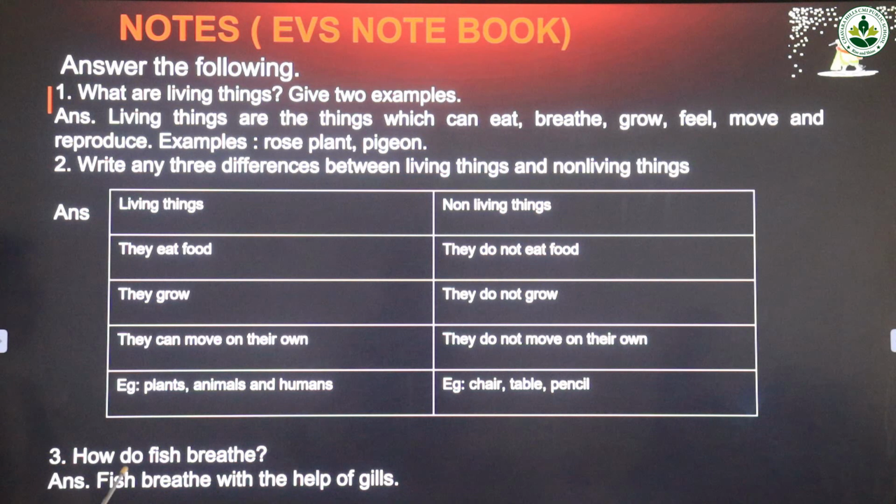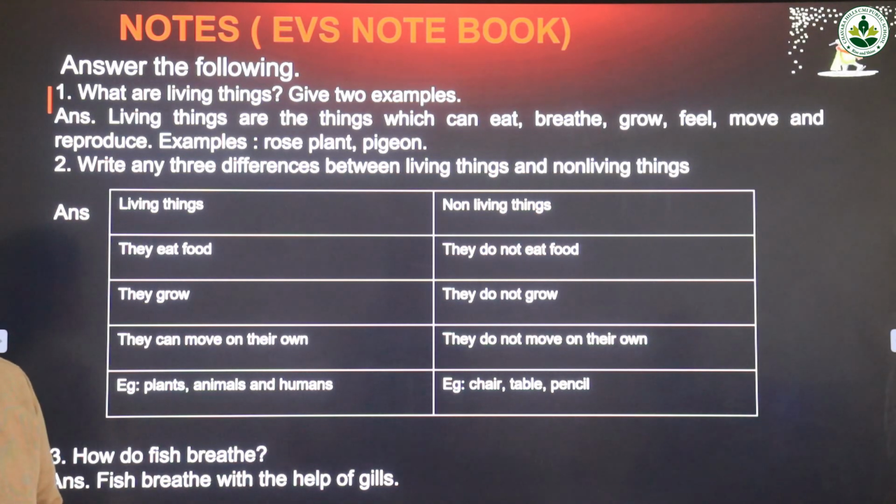Now third question, how do fish breathe? Answer is, fish breathe with the help of gills. So these are the question answers. You have to copy them down in your EVS notebook. So the fill in the blanks questions as well as the question answers, please copy in your EVS notebook, and you have to write and study them 3 times in your rough book.